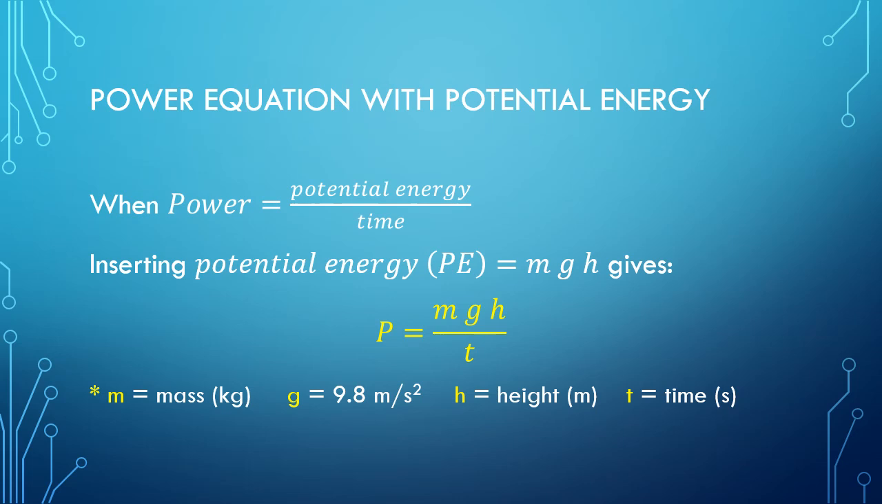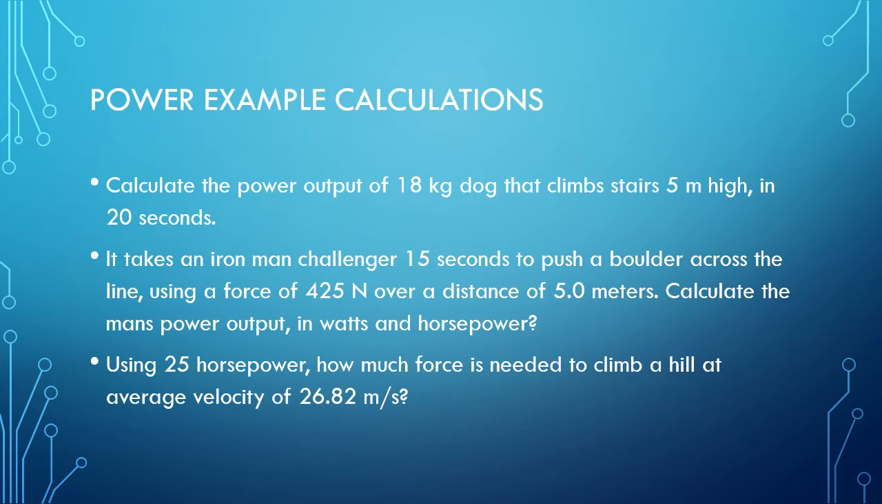Potential energy equation relating to power. Potential energy, we said, was mass times gravity times height. So we're going to take mass times gravity times height and divide it by the time to calculate the power. Since there are several different equations for power, you're going to have to use clues in the word problems to figure out which equation is going to apply.